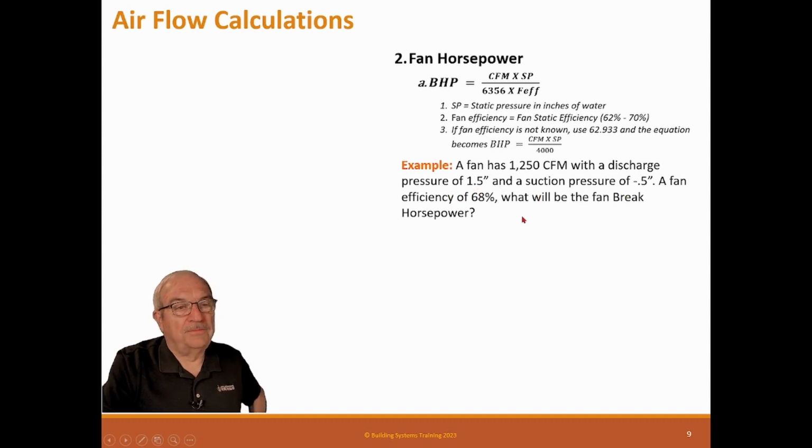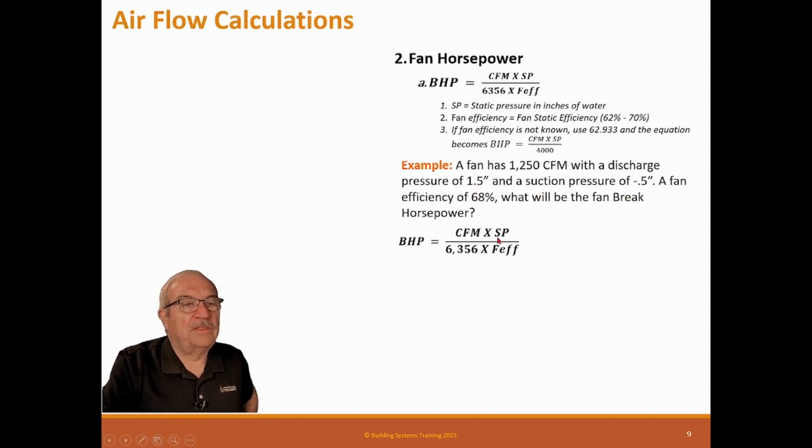So here we go. This formula again, CFM times static pressure over those numbers, and if you put these in there, you're going to get 1250 CFM times 2-inch static pressure, which is the total of those two, divided by 6,356 times 68, which is the efficiency of the motor. And from that, we get, in our equation, 0.58 horsepower.